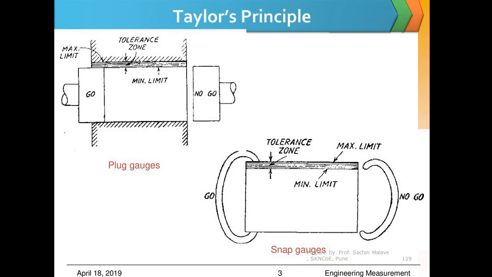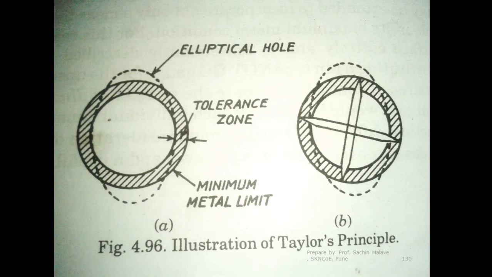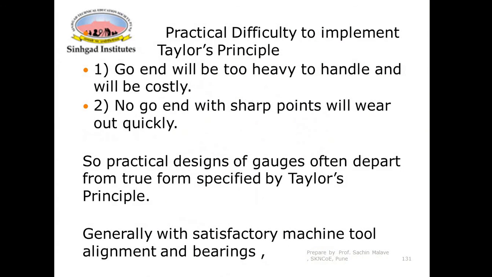So as you can see, as we have made the no-go gauge in terms of the 2 sharp points, this hole is rejected. So here is the importance of Taylor's principle. Since Taylor's principle is followed, the hole is rejected. It should have been rejected. So that is the importance of Taylor's principle.